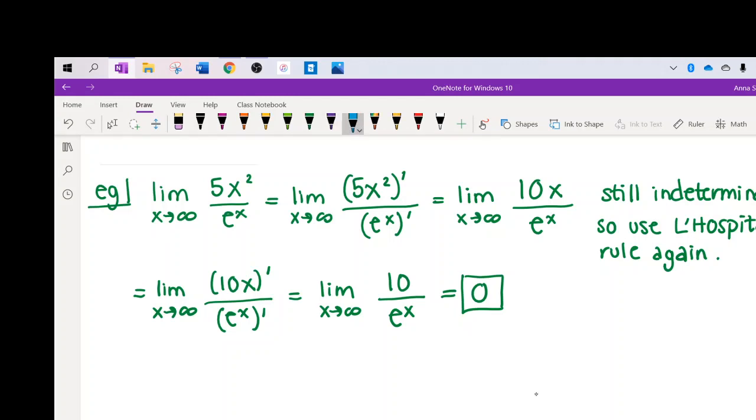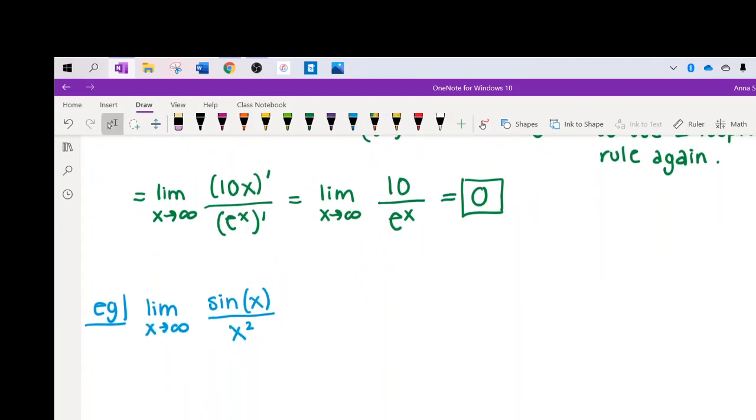All right, another example here. So now let's do, and again, I would encourage you to pause the video and try this yourself. The limit as x approaches infinity of sine of x over x squared. So this is actually kind of a trick question. It's not really a trick question, but this we'll see is actually not a L'Hopital's question.